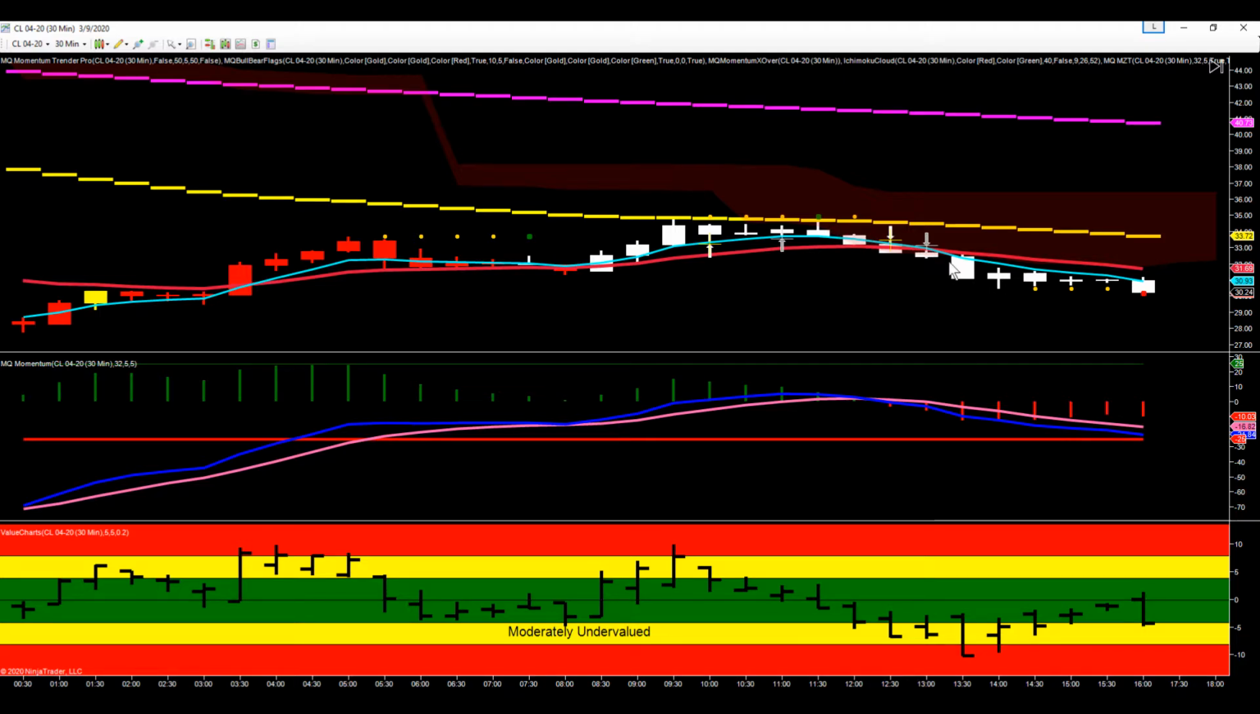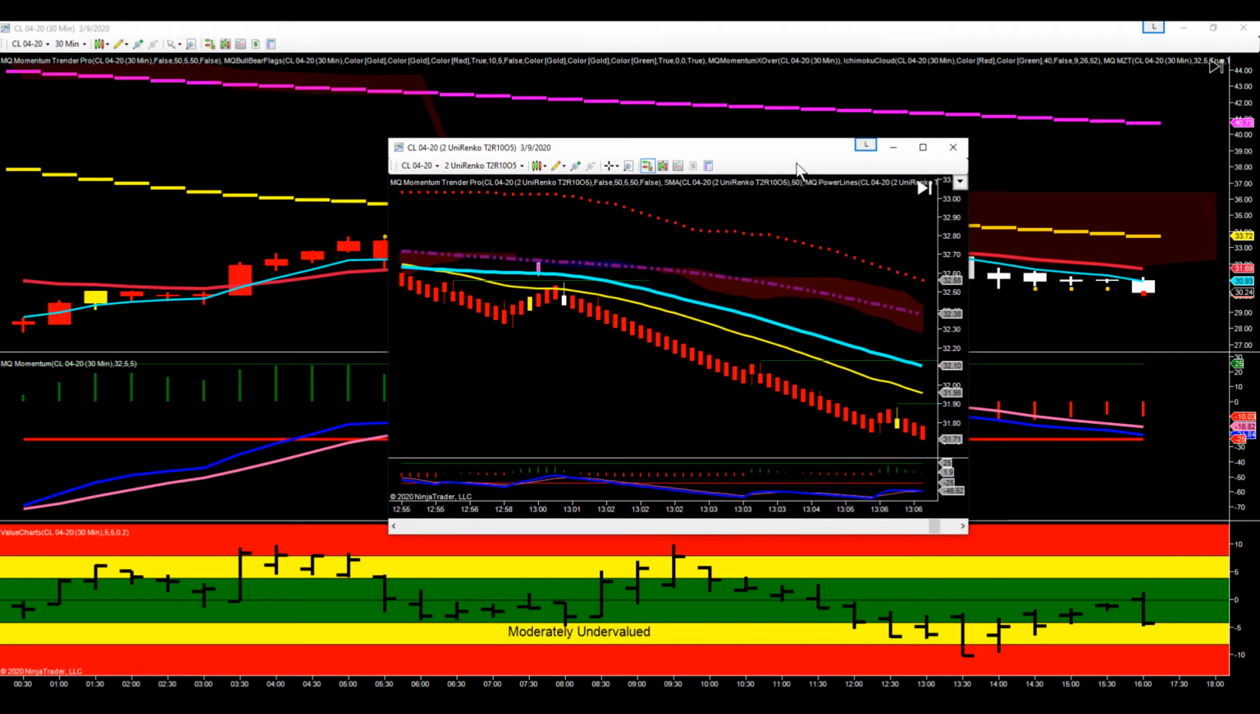So at this point, we're just looking for short trades in crude. The 5 and the 13 are starting to cross to the downside. We're underneath the 50 EMA. We're underneath the 200 EMA. We're underneath the cloud. Momentum has crossed to the downside. Everything is saying look for short setups in crude. And that's what we ended up getting.